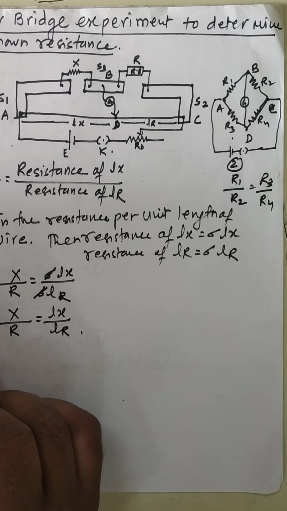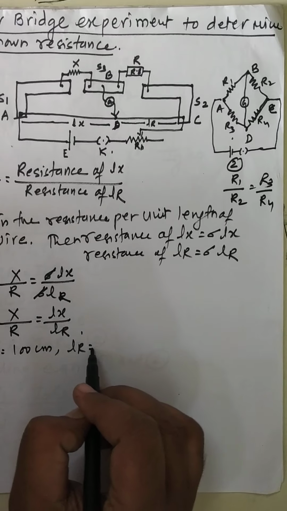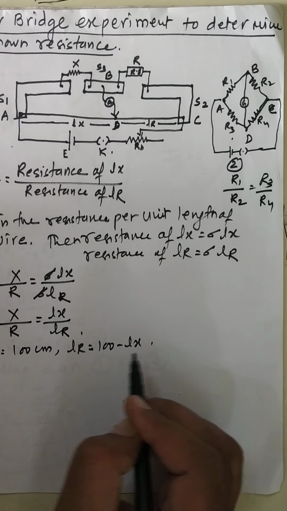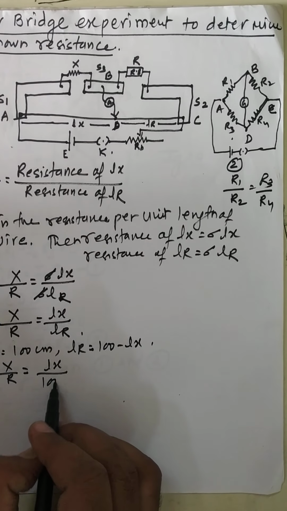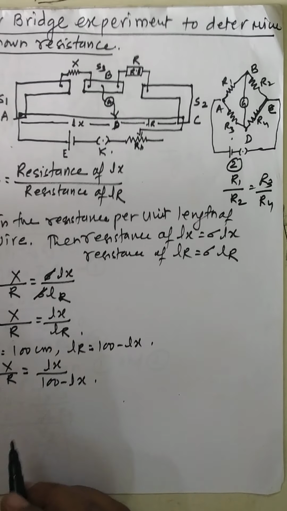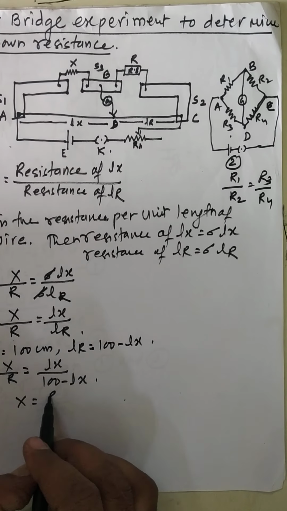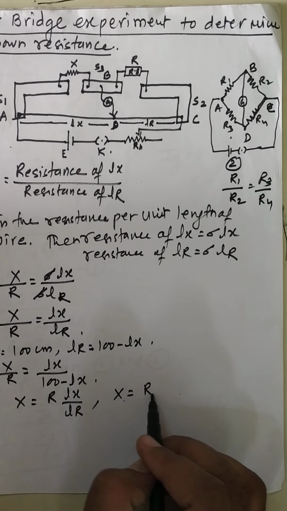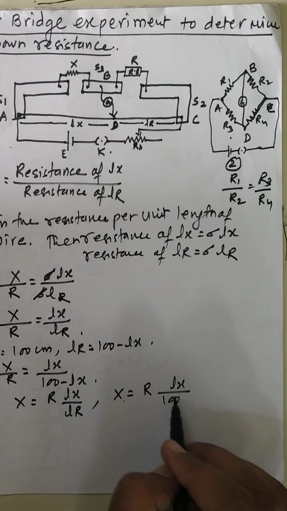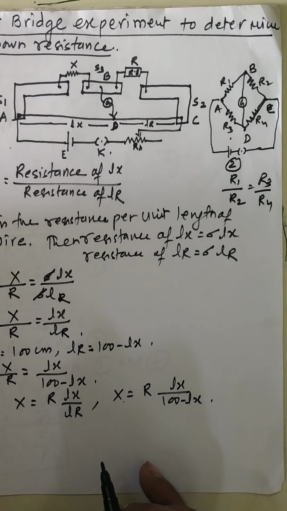If Lx is equal to 100 centimeter then LR will be 100 minus Lx. Now X upon R is equal to Lx upon 100 minus Lx. So the final equation for unknown resistance is X is equal to R into Lx upon Lr, or X is equal to R into Lx upon 100 minus Lx. Here the length of the wire is taken in centimeter because 1 meter is nothing but 100 centimeter.